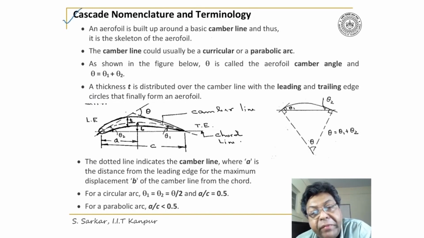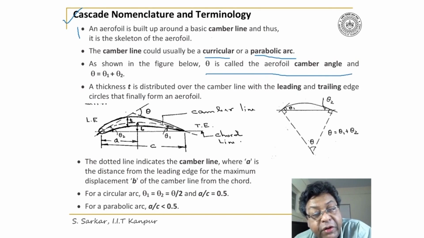I'll explain now about cascade nomenclature and terminology. I'll go slow here to make you understand. An aerofoil is built around a basic camber line. Thus, it is the skeleton of the aerofoil. The camber line could be a circular arc or a parabolic arc. And theta is called the camber angle, which is equal to theta 1 plus theta 2. I'll explain what is theta 1 and theta 2.